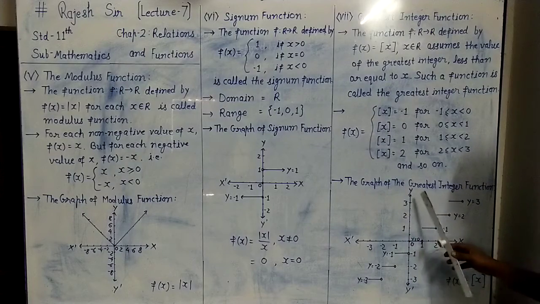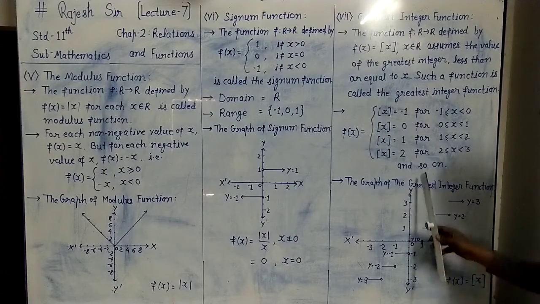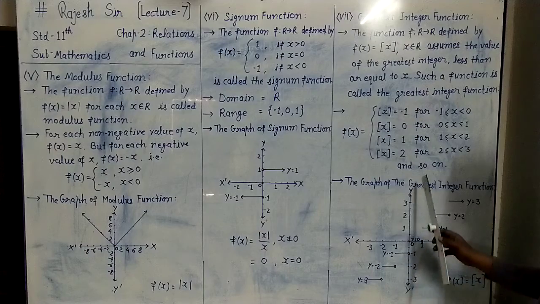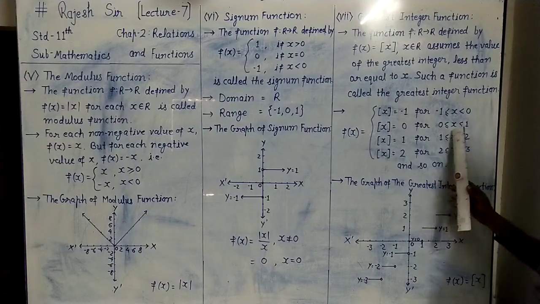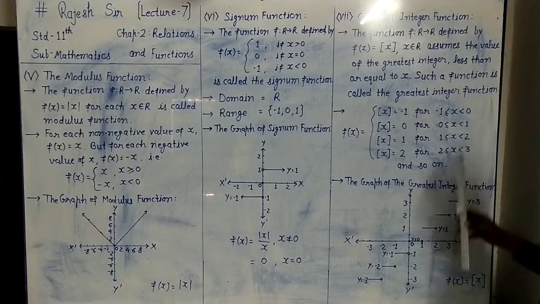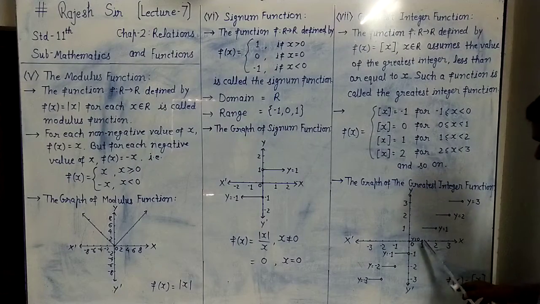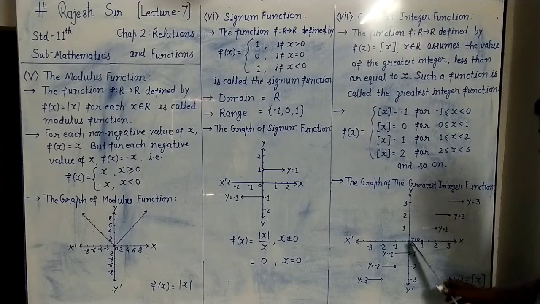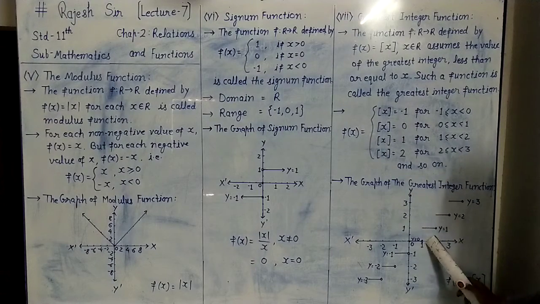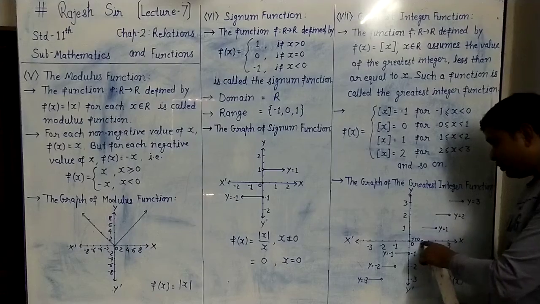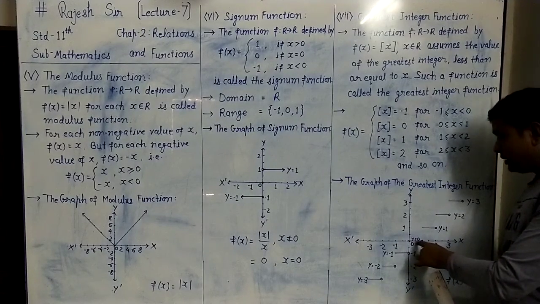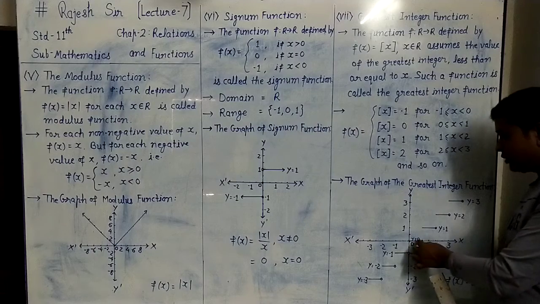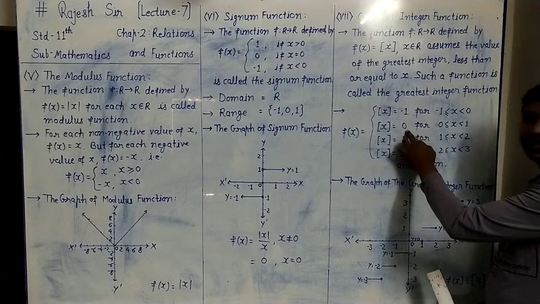So the graph of the greatest integer function will be like this, with the x-axis and y-axis. For 0 less than or equal to x less than 1, this is the gap of 1, from here to here. It will be y equal to 0 only, f(x) equal to 0 only.